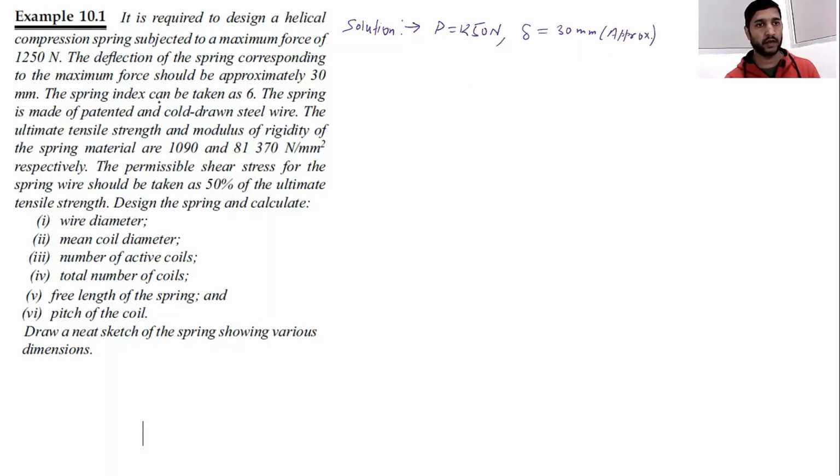After that, it says the spring index can be taken as 6. So capital C is 6. The spring is made of patented and cold drawn steel wire. The ultimate tensile strength and modulus of rigidity of the spring materials are 1090 and 81370 Newton per mm square. So ultimate tensile strength is given to us. It means SUT is given to us, which is 1090 Newton per mm square. Also, modulus of rigidity G is given to us, which is 81370.